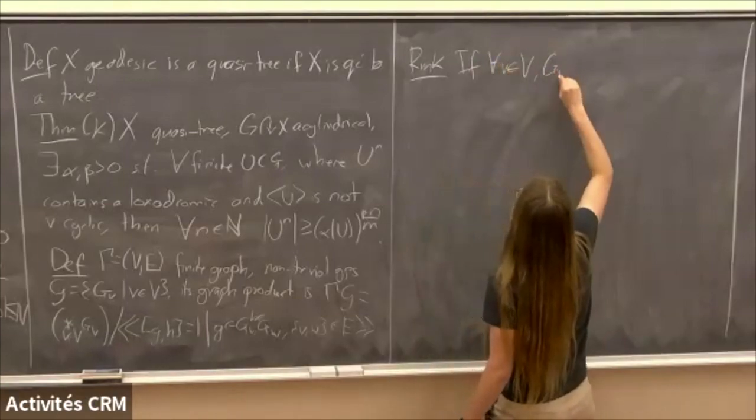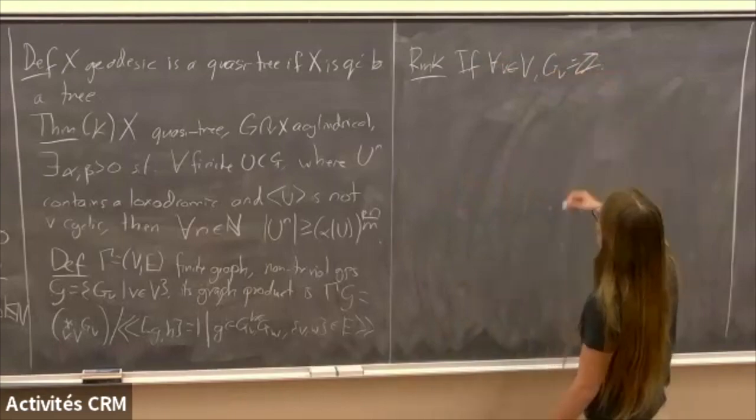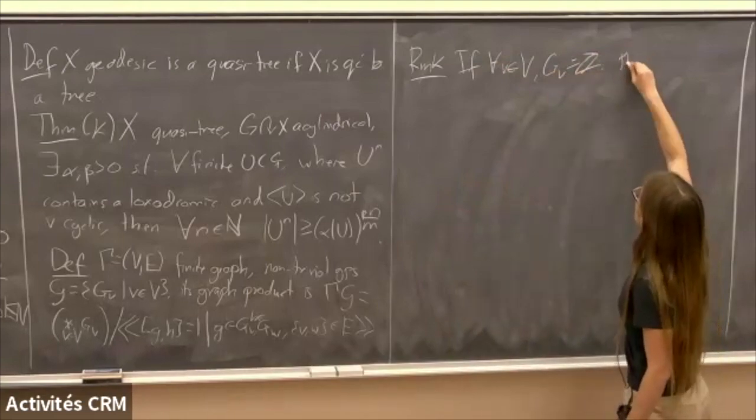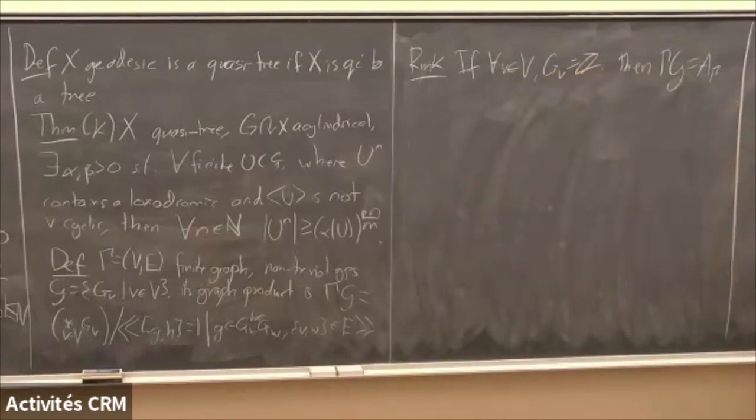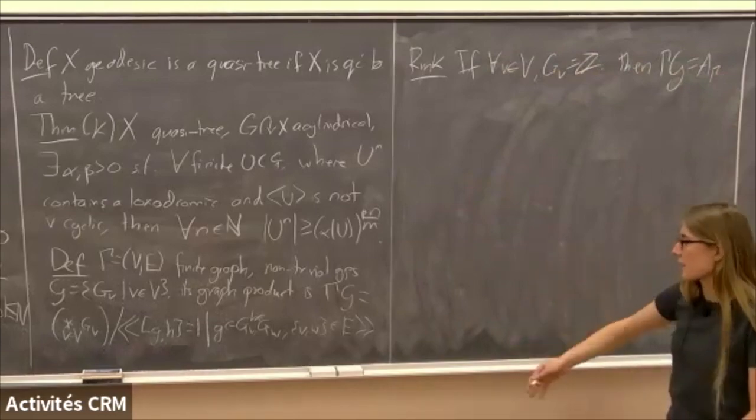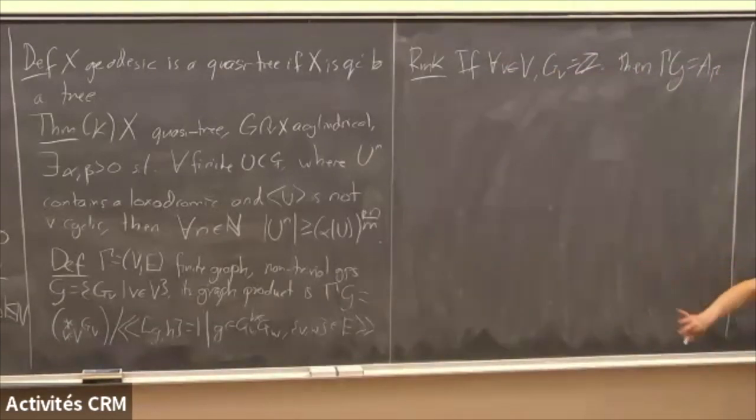And that's just the case where all of our vertex groups are just the integers. And here, as in the previous talk, this is always going to mean the right-angled Artin group, not a general Artin group. So yeah, I said it's a known result that, at least outside of a few cases, these have these nice actions on quasi-trees.